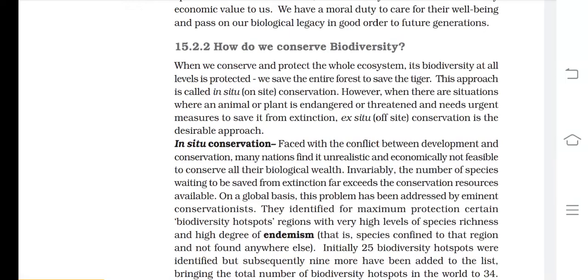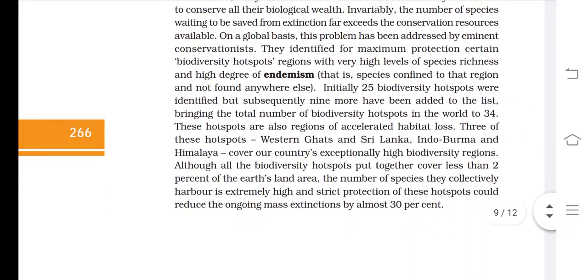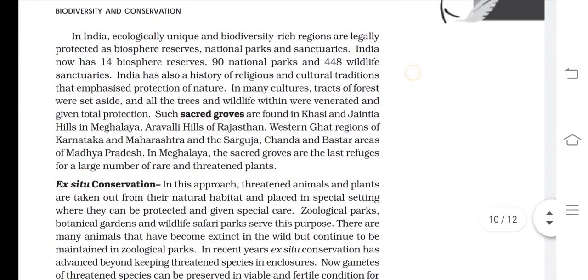Hello friends, we are studying chapter number 15, Biodiversity and its Conservation, and we are in the last stage of this chapter. Today we are going to learn about the different types of conservation, mainly in situ as well as ex situ conservation.